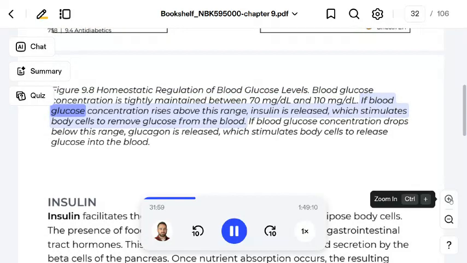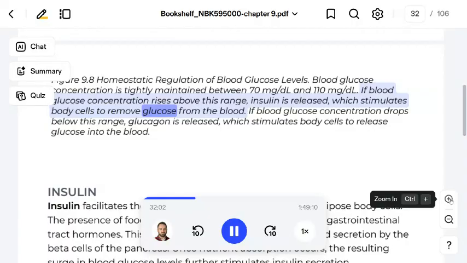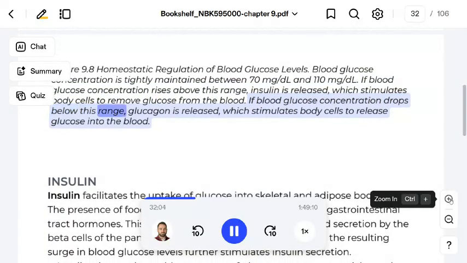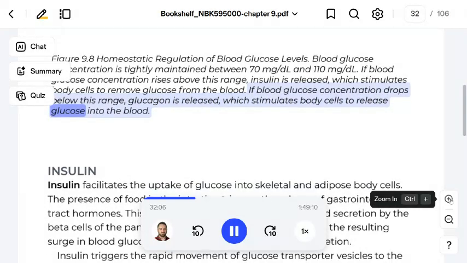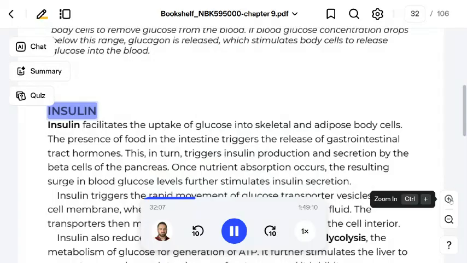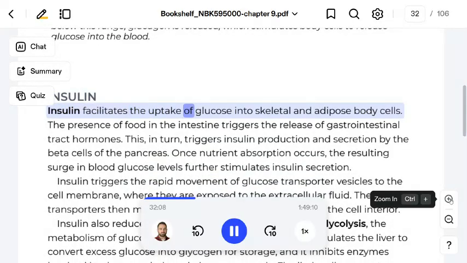If blood glucose concentration rises above this range, insulin is released, which stimulates body cells to remove glucose from the blood. If blood glucose concentration drops below this range, glucagon is released, which stimulates body cells to release glucose into the blood. Insulin. Insulin facilitates the uptake of glucose into skeletal and adipose body cells.